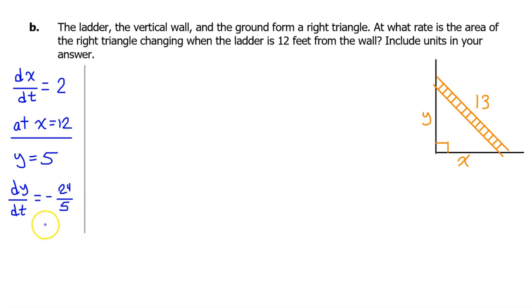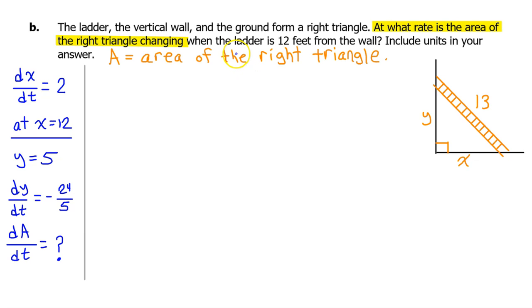Well, in addition, we need to include what we are now being asked to find. At what rate is the area of the right triangle changing? We are going to need a new variable, capital A, and we must define that variable. So I don't see a way to just do that in the picture, so we have to do it in words. This is mandatory. A equals the area of the right triangle. Therefore, we are being asked to find dA dt when x is equal to 12.